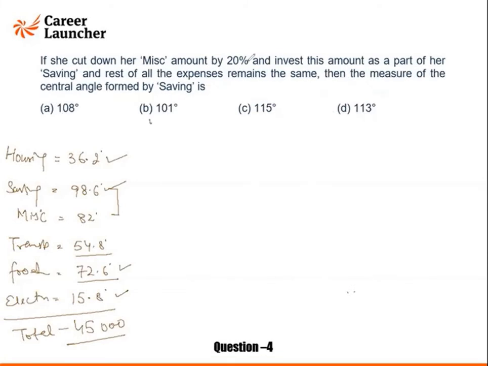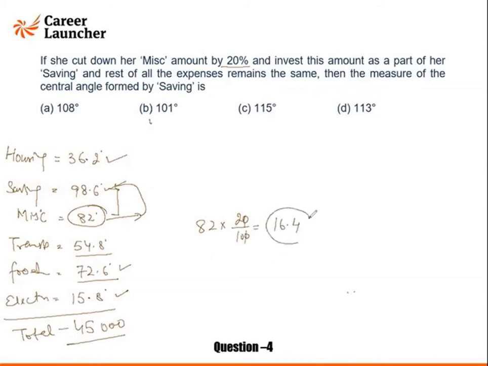If she cut down her miscellaneous amount by 20% and invest this amount as a part of her savings. So whatever the miscellaneous expenditure she had, she cut it down by 20% and the rest of the expenses remain the same. And whatever amount she cut down, she put it into the savings. So then the measure of central angle formed by savings is. So what will be the angle that will be formed? It's very simple. Calculate the 82's 20%, which is the cut down. So the value is 16.4.